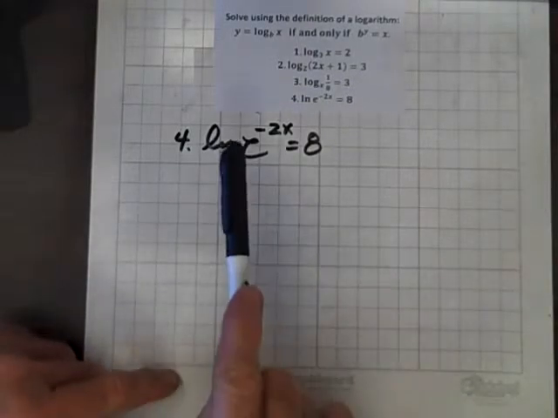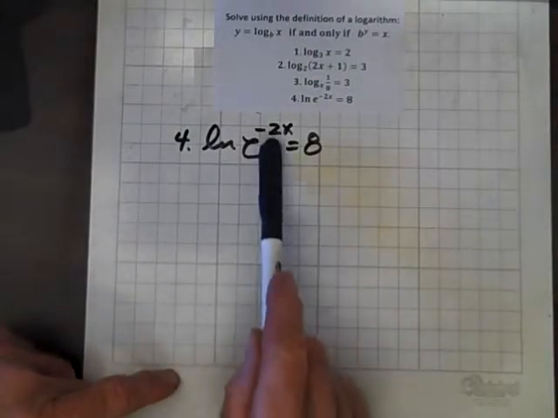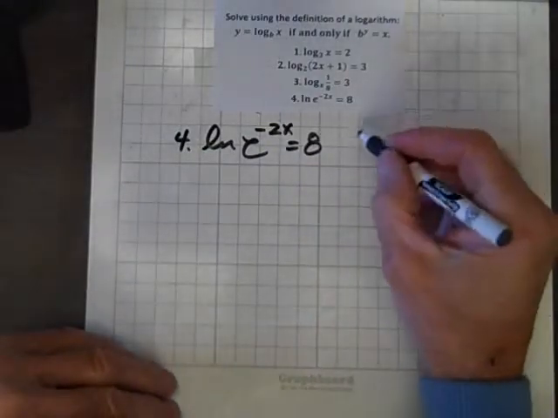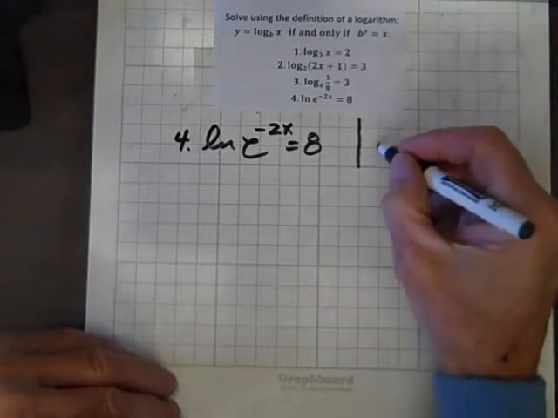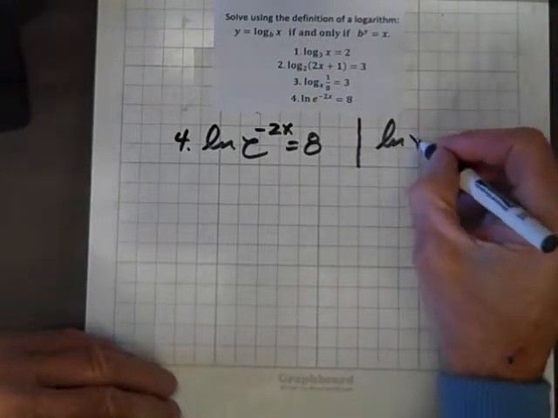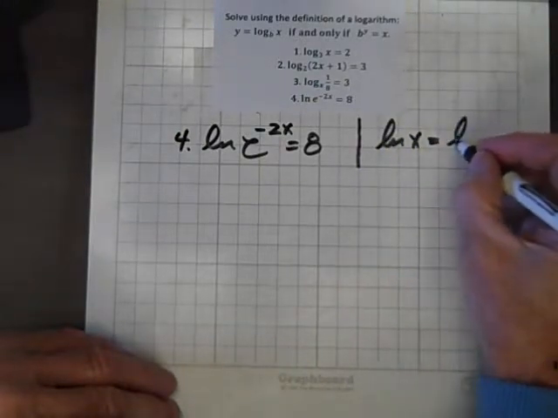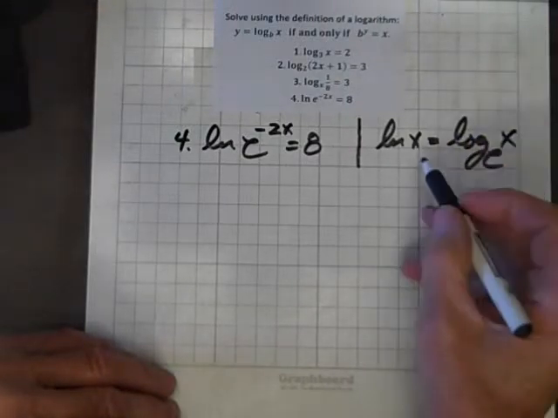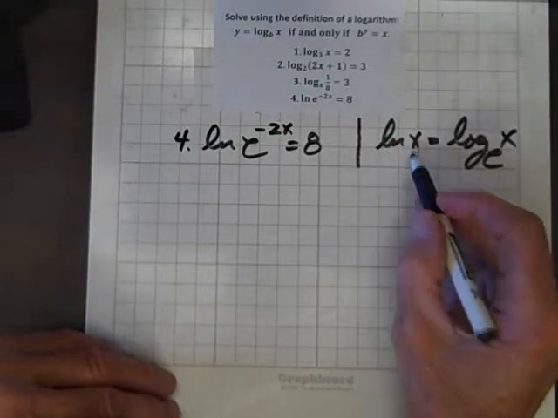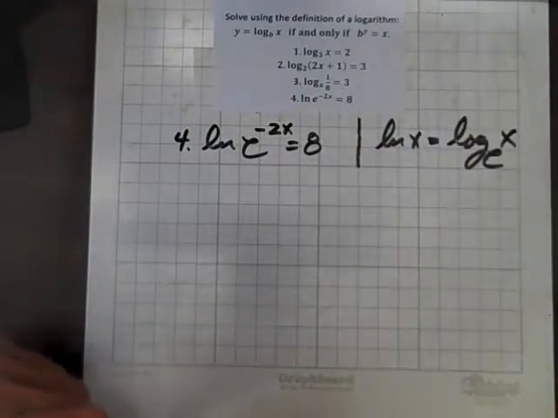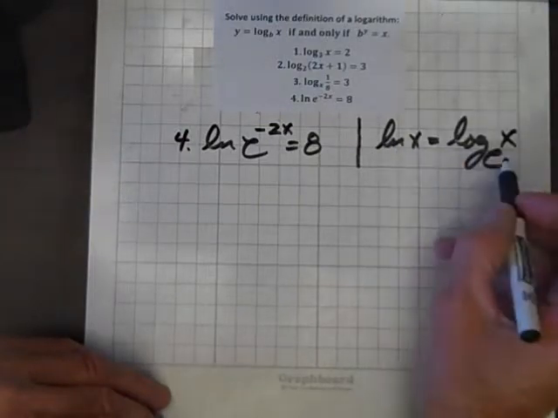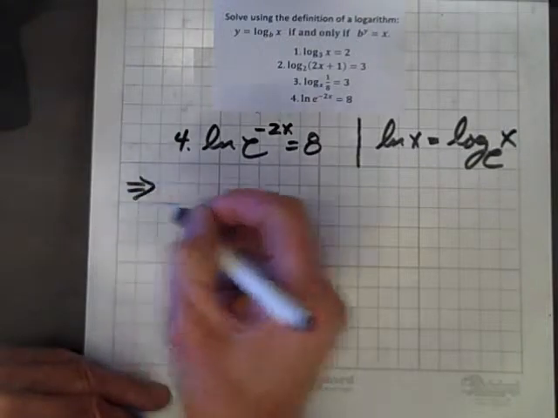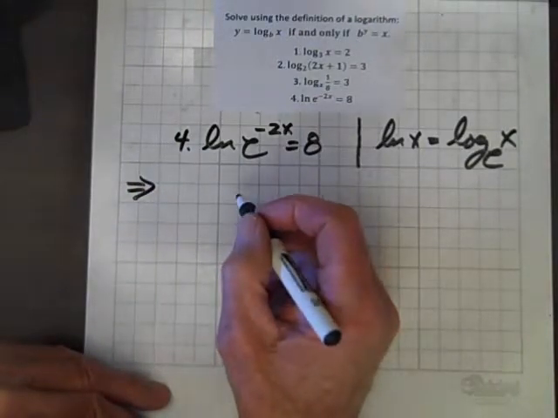Finally, we have the natural log of e to the negative 2x equals 8. And before we go on, keep in mind that the natural log of x equals log to the base e of x. So this is mathematical shorthand. And so what's the base here? It's e.